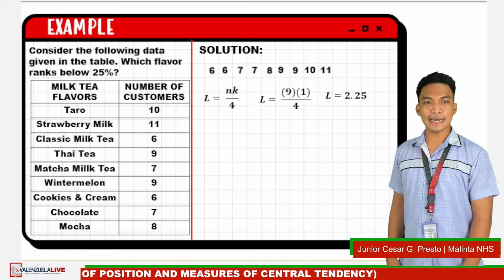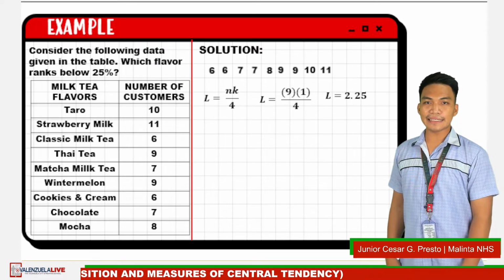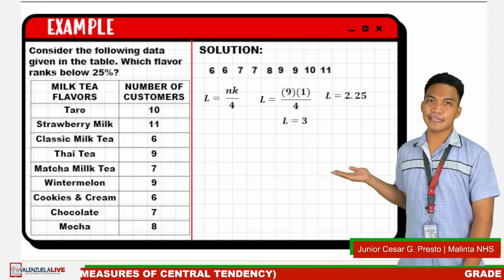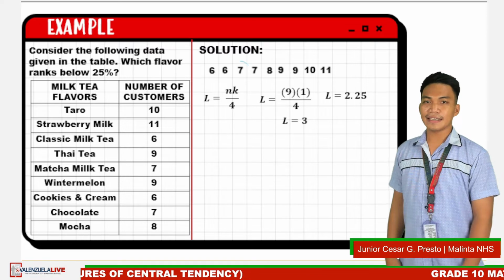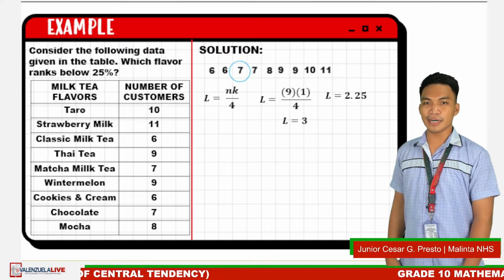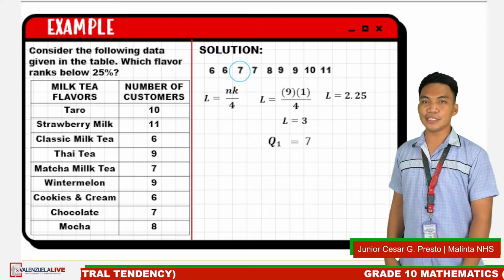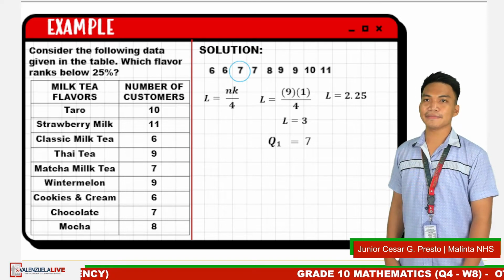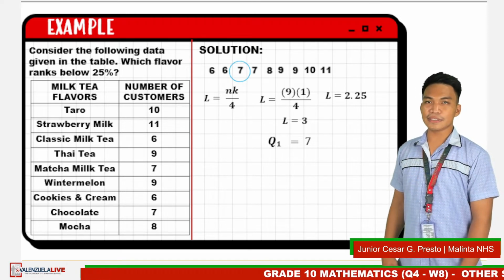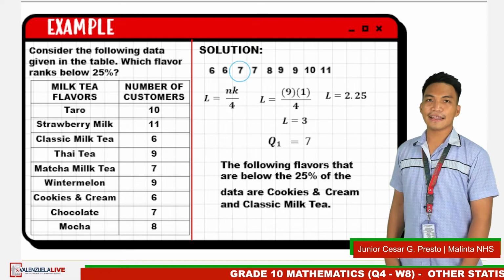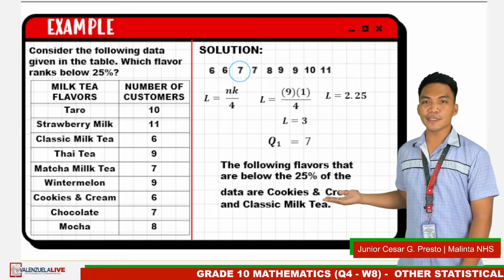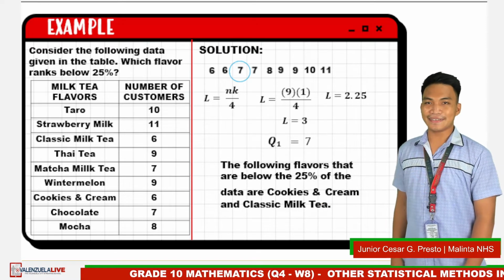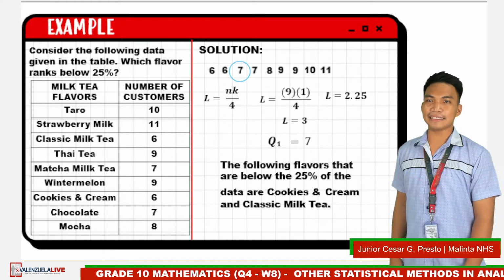The result is not an integer, so we take the next whole number, giving us L equals 3. This means that Q sub 1 is found at the third position in the set of data. And Q1 is equal to 7. Thus, the following flavors that are below the 25% of the data are cookies and cream and classic milk tea.